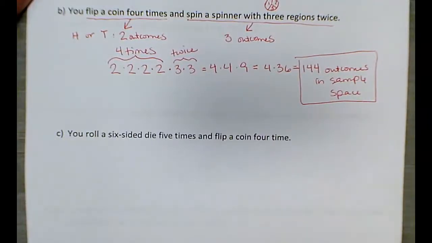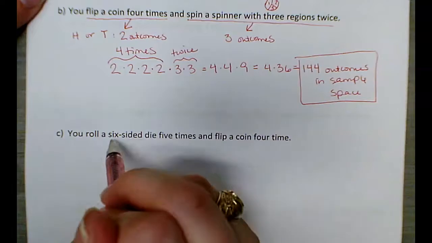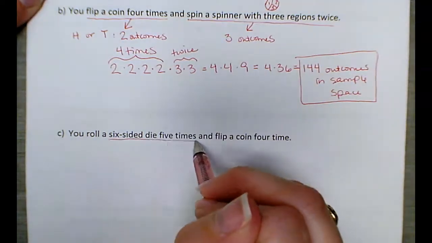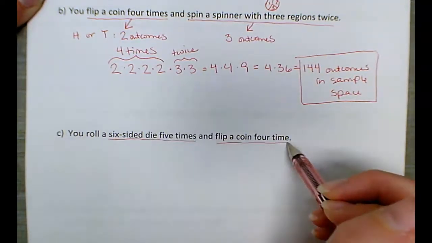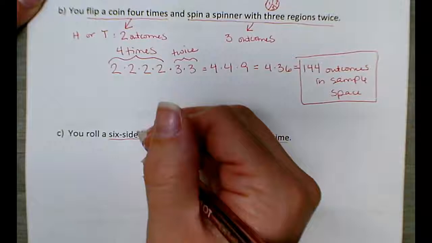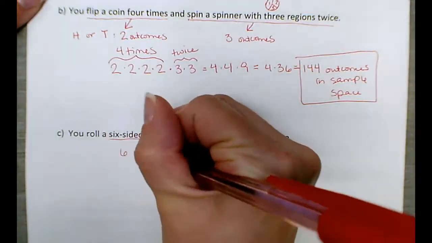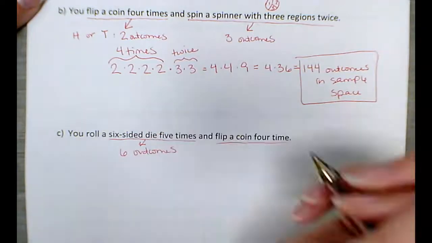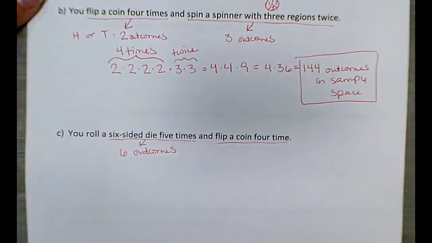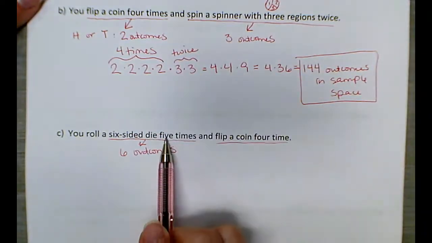Okay, let's look at part C. You roll a 6-sided die 5 times, and you flip a coin 4 times. So think about it. How many outcomes are there when you roll a 6-sided die? There are 6 outcomes. You can either roll a 1, 2, 3, 4, 5, or 6. That's 6 possible outcomes. And we do it 5 times.